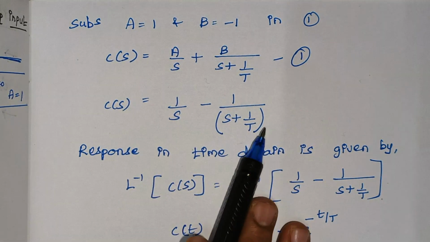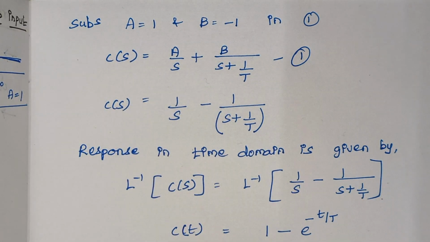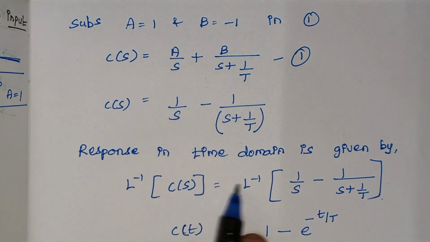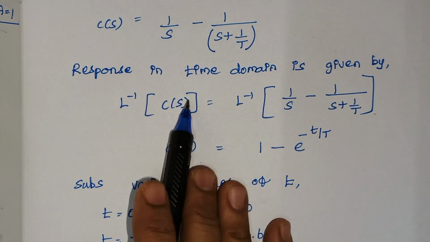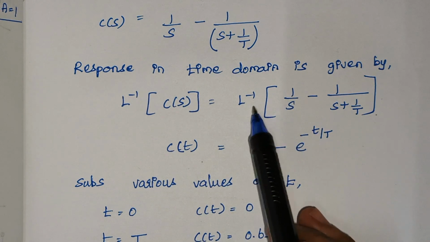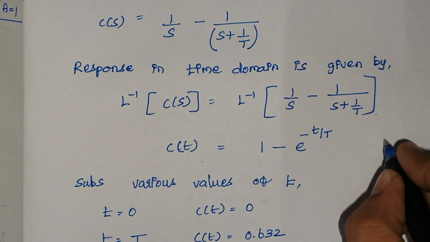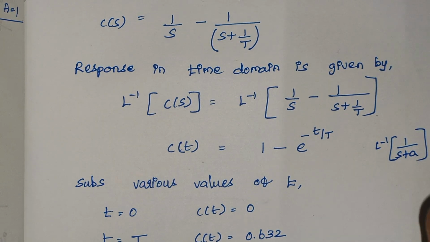After substituting the values, we need the output in terms of time, right? Because here we are discussing time response analysis. So just take the inverse Laplace transform. When you take the inverse Laplace transform on both sides, this C of s becomes C of t, and here the inverse Laplace of 1 by s is 1, and this is the general formula: the inverse Laplace of 1 by s plus a is given by e power minus a into t, right?